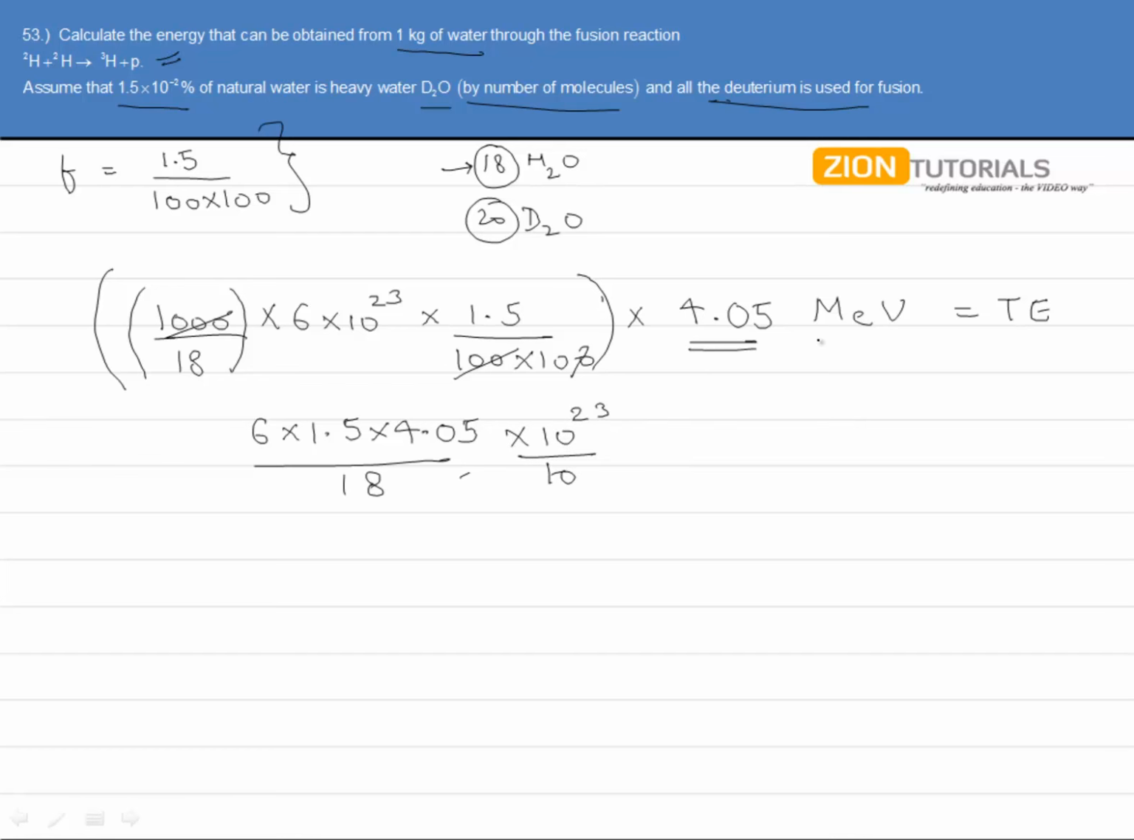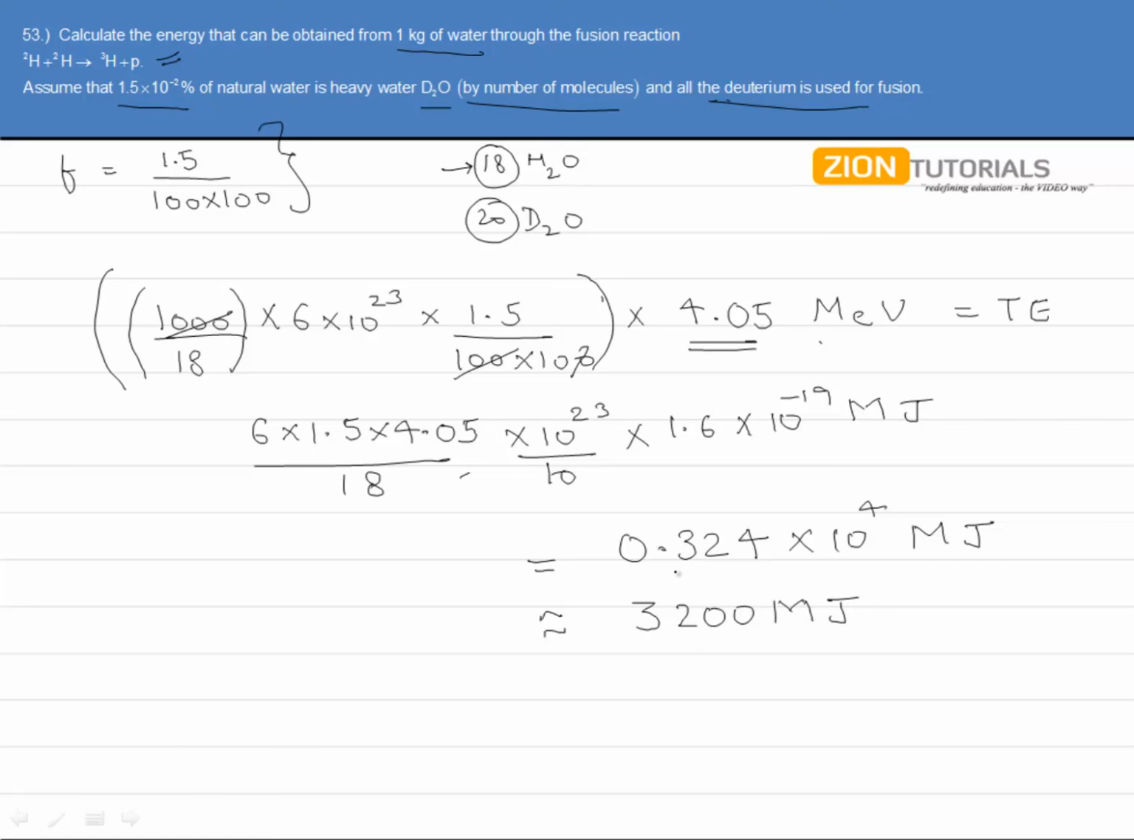Now this was in mega electron volt. Let us convert it into mega joules. So multiplying it by 1.6 into 10 to the power minus 19 will give us the answer in mega joules, giving us an answer of 0.324 into 10 to the power 4 megajoules. That is approximately 3200 megajoules.